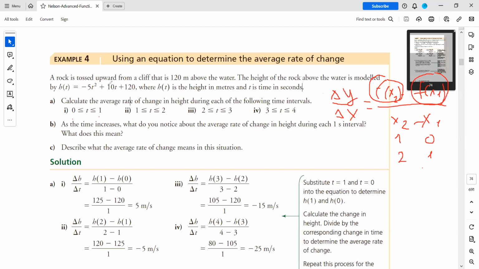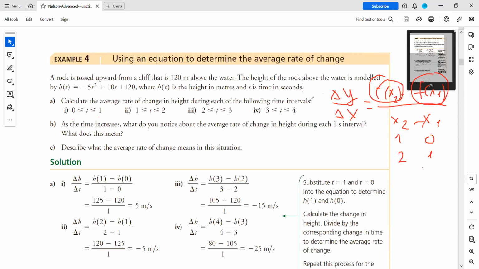How can I do that? Again, I have to look into the formula that I was given at the very beginning: negative 5t squared plus 10t plus 120. It's right here. How do I get f(x2) and f(x1) using this formula? I simply solve it for x1 and x2. For example, for the first interval, x2 is 1 second, right? So I substitute 1 into this formula instead of t. x1 was 0, so I substitute 0 instead of t into this formula.